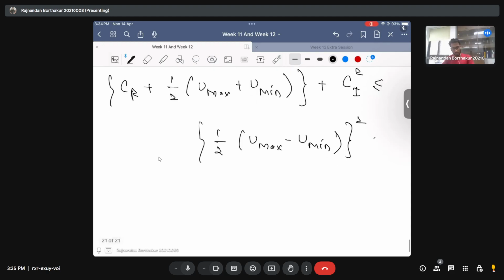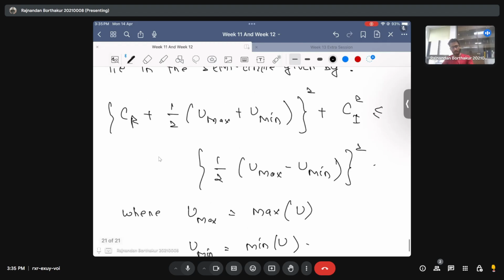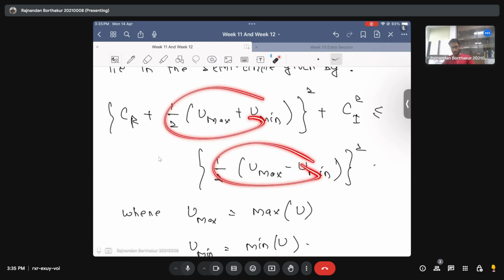Where this U max is actually the maximum value of the velocity profile. So it is max of U, and U mean is just the mean of U. So once you know the base flow, you can calculate U max and U mean, and then you can calculate this quantity. You can also calculate this quantity.